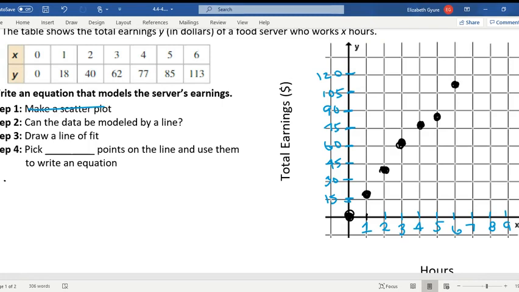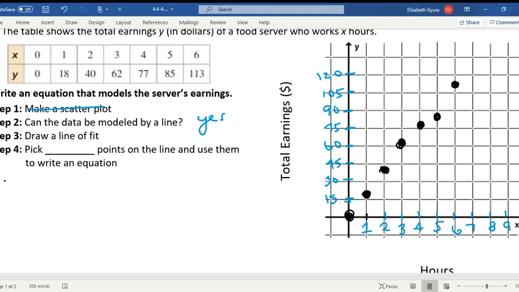Can the data be modeled by a line? What do you think? Well, it's not going to be perfect, but could we kind of draw a line of best fit to represent it? Yes. So it's not asking you, is it perfectly linear? It means, is it going in a general upwards or downwards direction? And I would say yes. So yes, it can be.